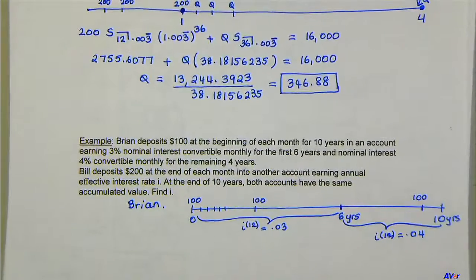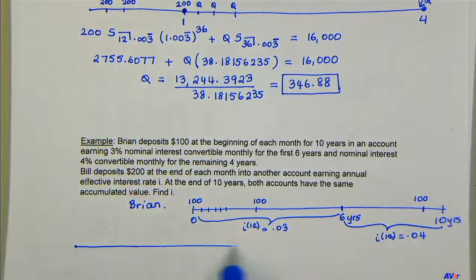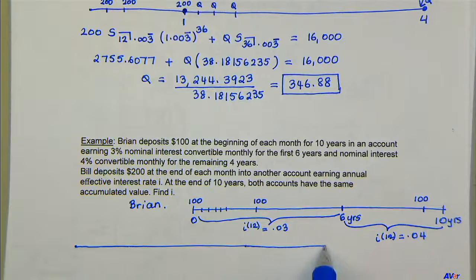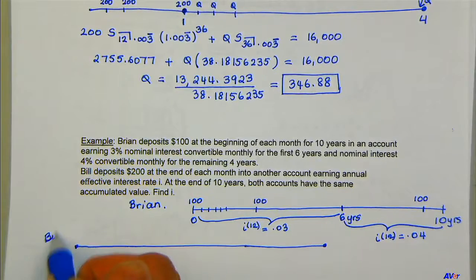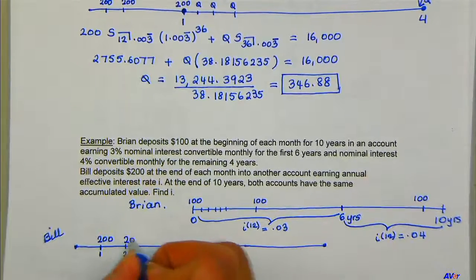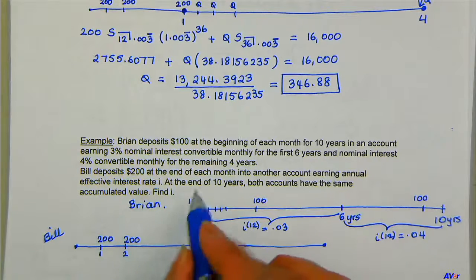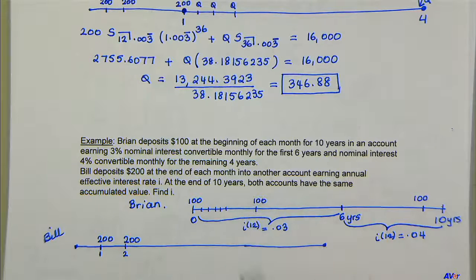Bill deposits 200 at the end of each month into another account earning annual effective interest rate i. Okay, so now Bill's timeline, also for 10 years. 200 at the end of each month. So Bill's deposits will start at time 1 month. At the end of 10 years, both accounts have the same accumulated value.